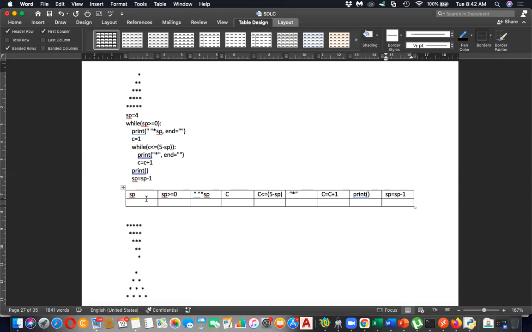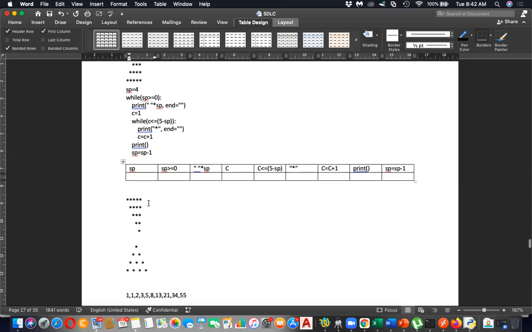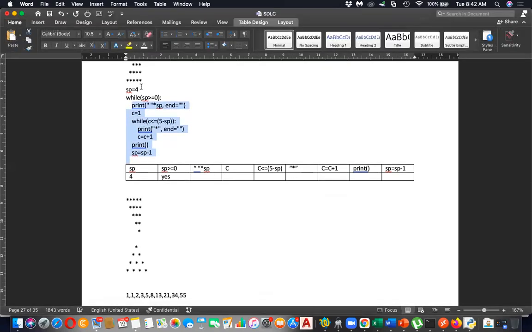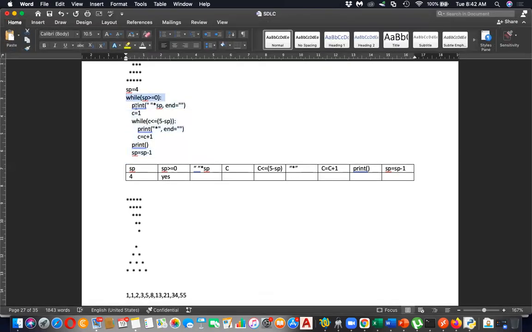So first time, what is the value of SP? You have to tell, right? By looking at the code, please tell the value. 4. Is 4 greater than 0? Yes. If it is yes, it will come inside this while loop. This is the while loop. This part belongs to the while loop because of this space.